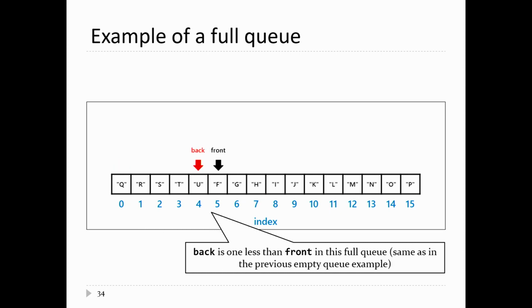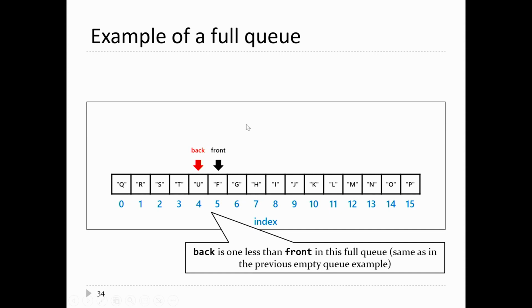Okay, so if you keep on enqueuing, then eventually back reaches the position that's one in front of front, and now the queue is full. That's the exact same situation we had when the queue was empty. So when you're in this situation, the queue is either full or it's empty, but you don't really know which, which is why we're keeping track of the size of the queue.